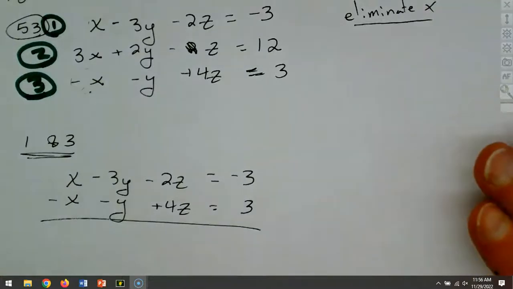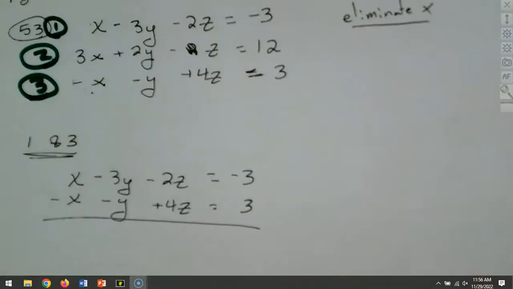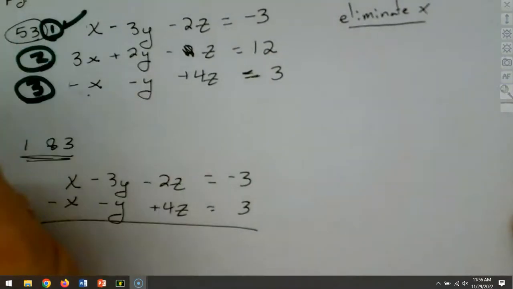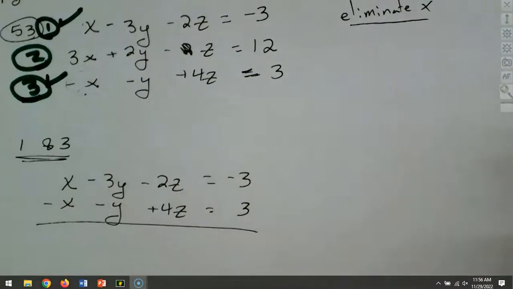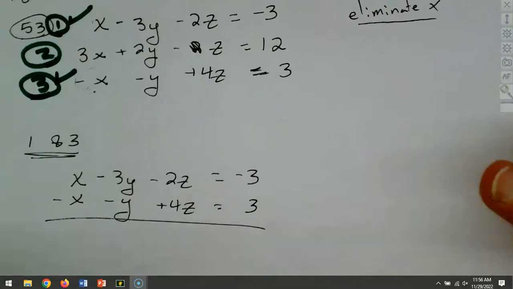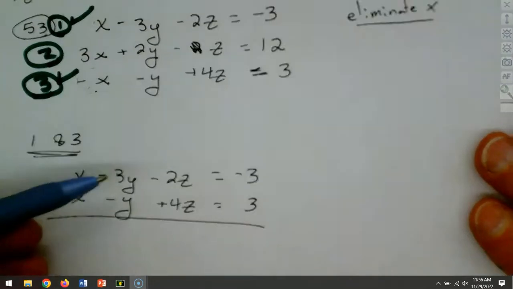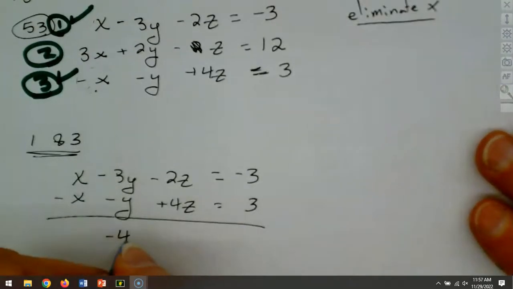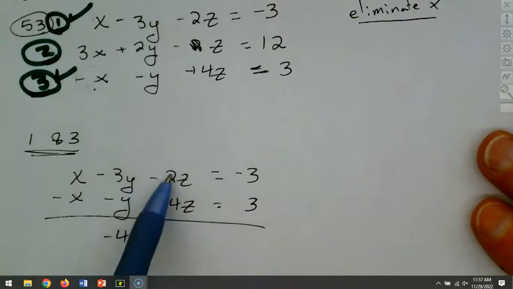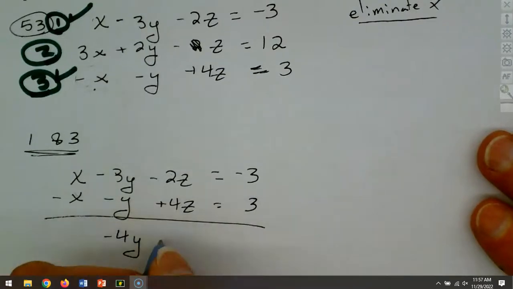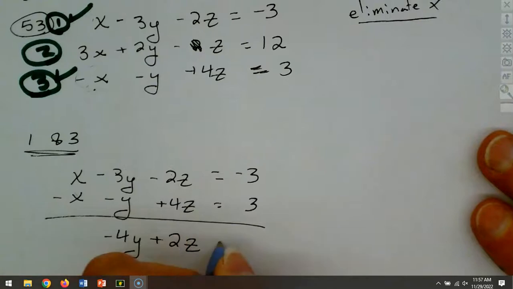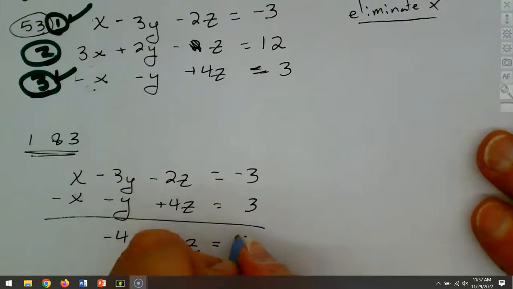Now, what's going to happen when I take 1 and 3, which you've done right here, and we'll put a check mark, 1 and 3, so we're going to use those. When I put them together, what's going to happen? Well, already the x's go away. So the x's are gone, right? And then minus 3 minus 1 makes it a minus 4y. Minus 2 plus 4 makes it a 2z. And the 3's go together and make it 0.